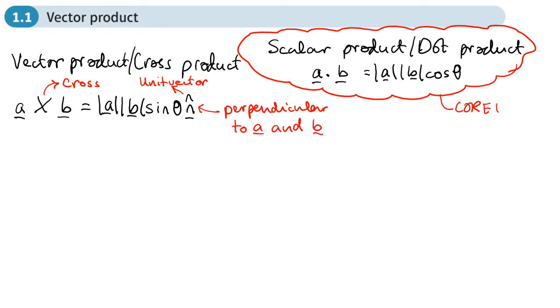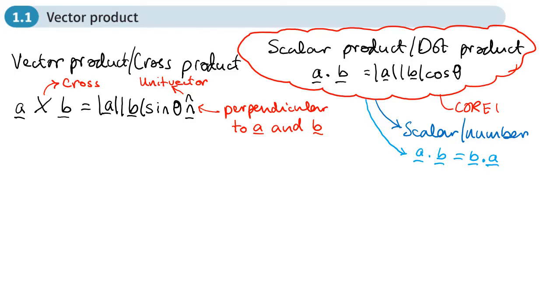The first difference is that when you work out the scalar or dot product, the clue's in the name, you get a scalar. You actually get a number answer. And also it is commutative, which means that A dot B is equal to B dot A. So the order doesn't matter. If you worked out A dot B and B dot A, you would get the same answer.